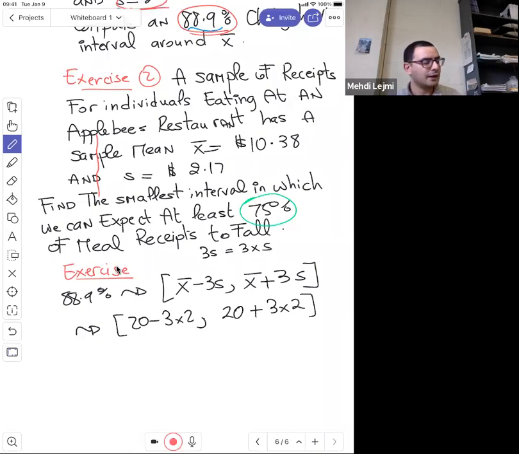Now, of course, PEMDAS rule, you need to multiply first, right? The 3 by 2, that's 6. So it's 20 minus 6, and the upper bound is 20 plus 6.